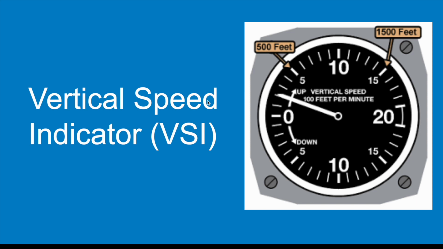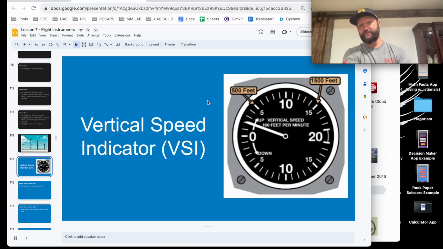All right, then we have a vertical speed indicator. This is a very handy one for really fine-tuning your takeoffs and your landings. It's very useful as a private pilot flying in the mountains, because if you're trying to figure out, I'm going to be over those mountains in 10 minutes and I need to gain 5,000 feet.